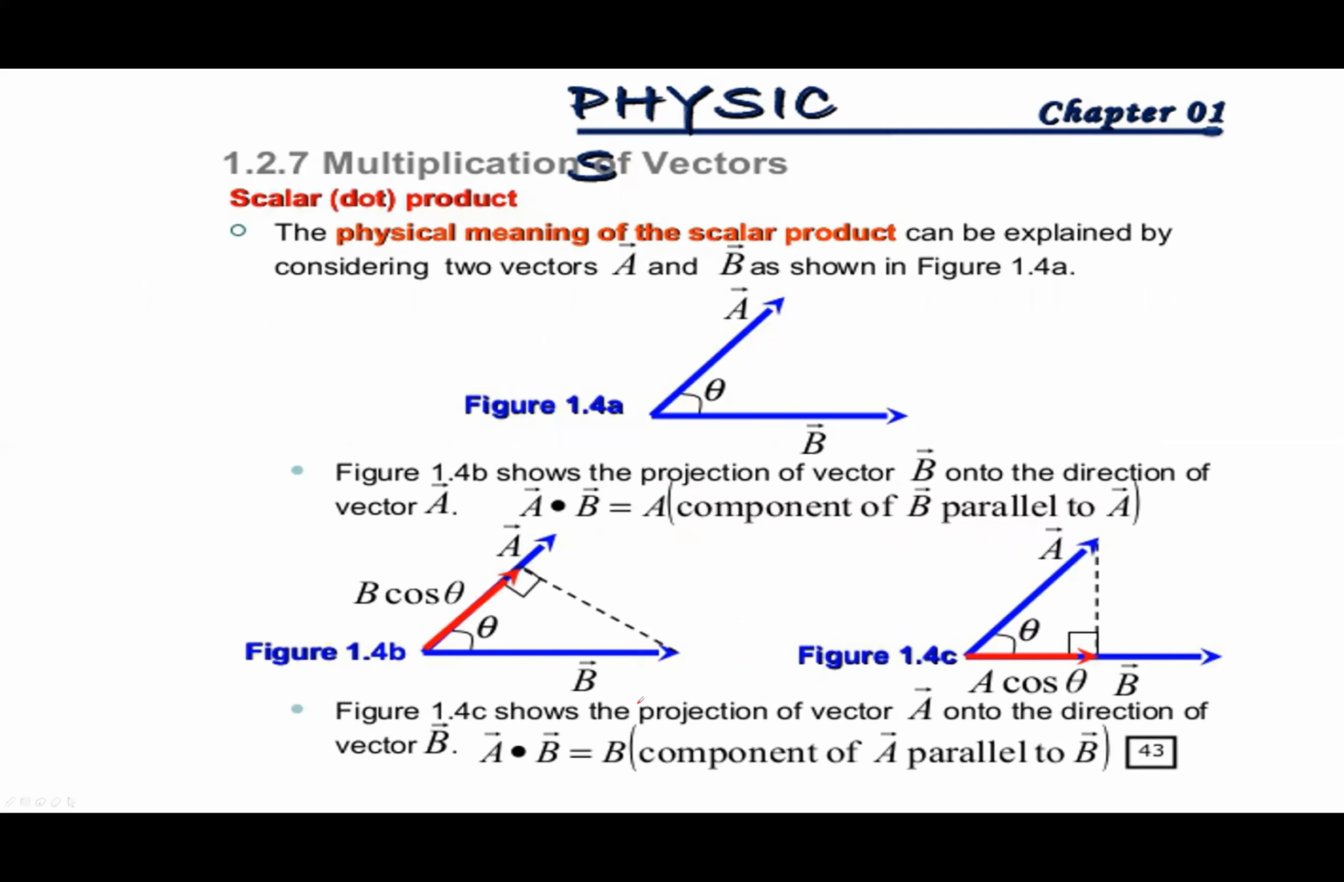The physical meaning of the scalar product can be explained by considering two vectors A and B as shown in the diagram. This is vector A and this is vector B. If you draw a perpendicular from this line, this line represents A cos theta. A cos theta is called the projection of vector A on vector B, the effective component of vector A along vector B.